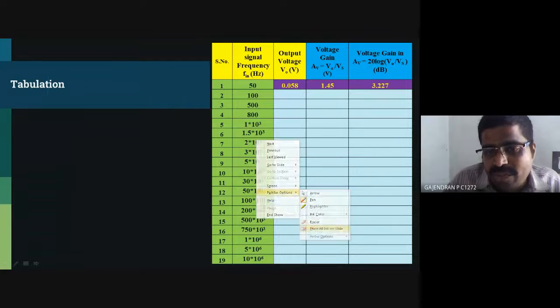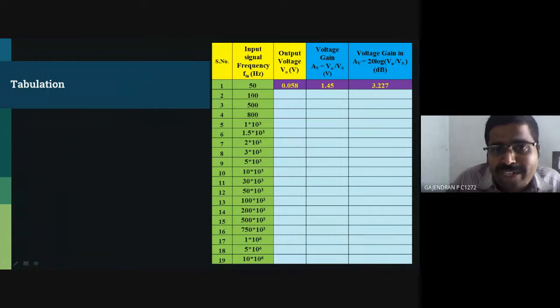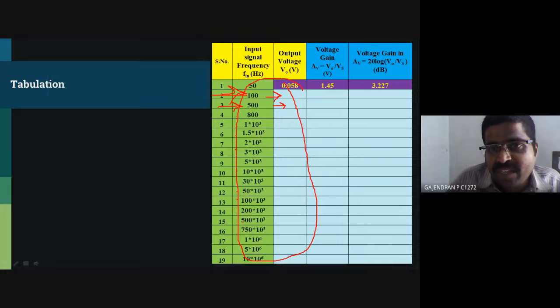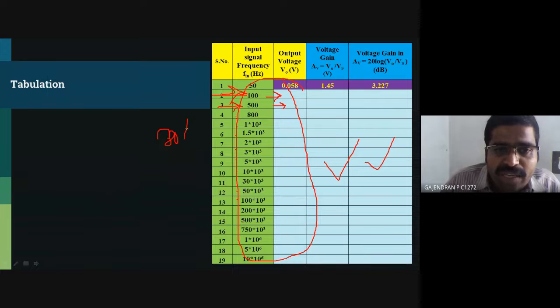Let me repeat once again what you need to do. You need to change the frequency. First step, note down the voltage value. Then change the frequency again and note down the voltage value. Then step by step change the frequency and note down. This alone is very, very important. These two are simple calculations. That's all. 30% of your task is over.